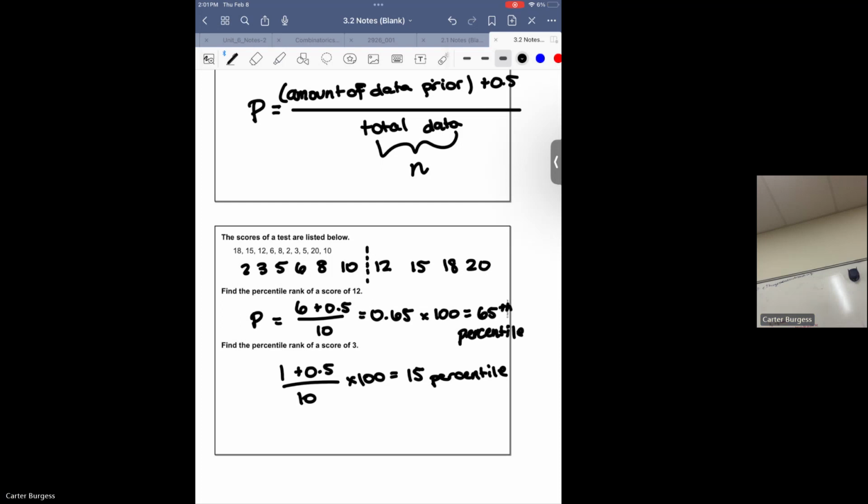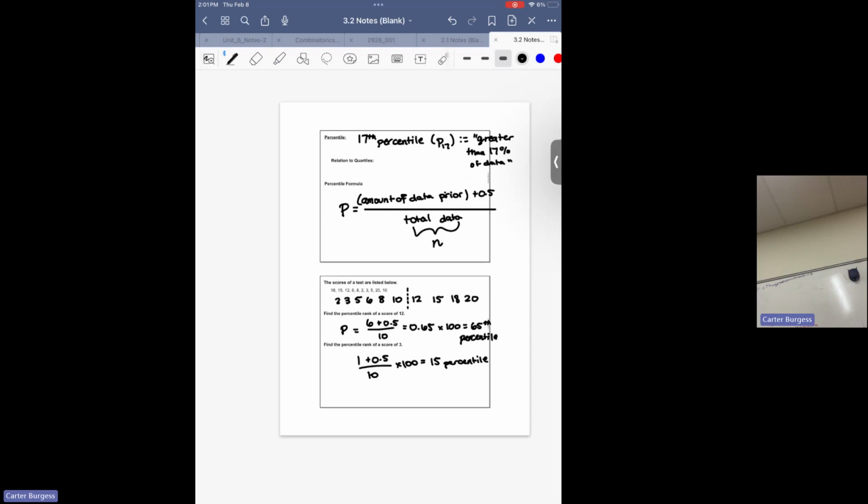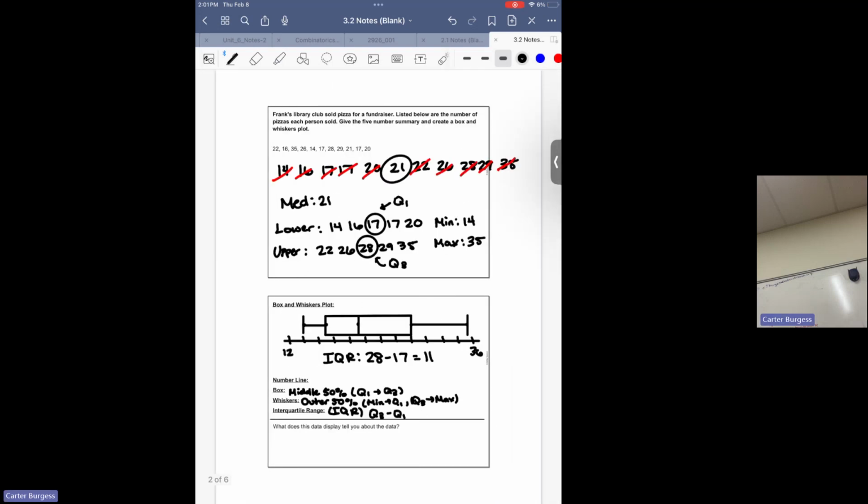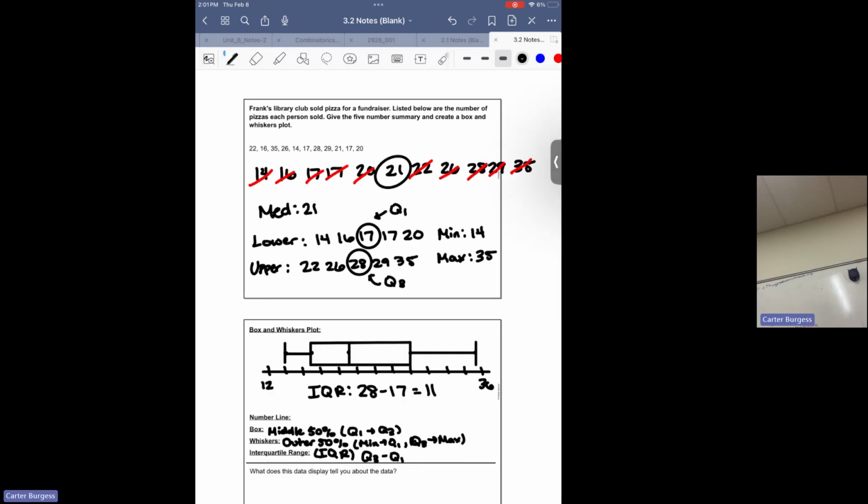Okay, what if we have a repeated value? For instance, let's look back at our original data set here. We've got 14, 16, 17, so on. This was 11 values, right? 5, 5, and the one in the middle. That's not too bad. I want to know what percentile 17 is.